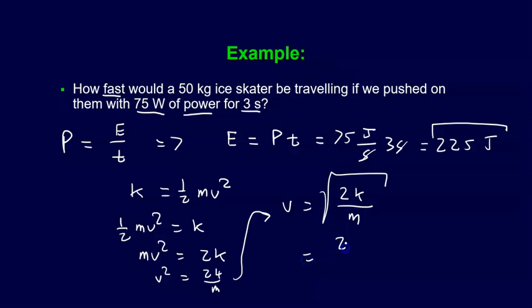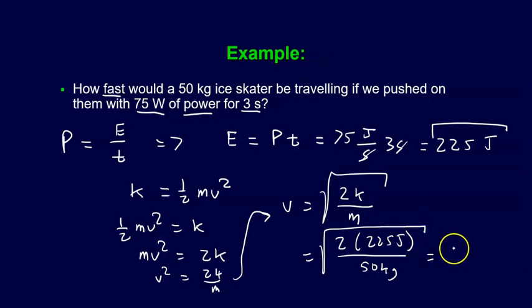And then for us, what is that? Well, the kinetic energy we gave it is 225 joules. And then the mass, we're told, is 50 kilograms. So when I figure that out, I got that we'll be going 3 meters per second.